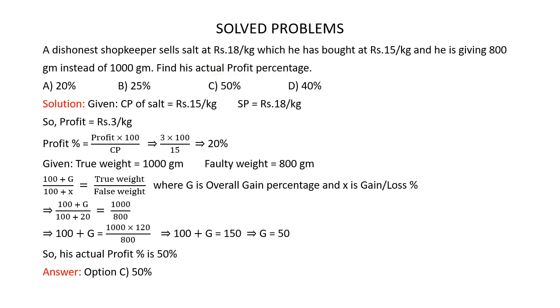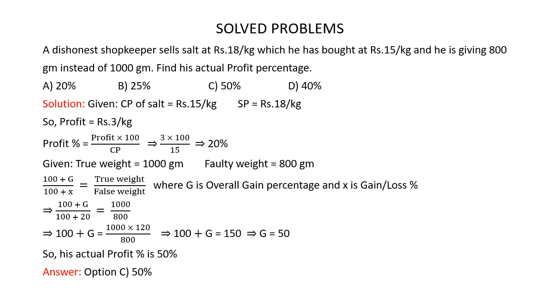So the overall gain percentage can be calculated using the formula 100 plus g divided by 100 plus x is equal to true weight divided by false weight. Here g is the overall gain percentage, that is g is the actual profit percentage, and x is the gain or loss percent. Now we know that true weight is 1000 grams, false weight is 800 grams, and x is 20%.